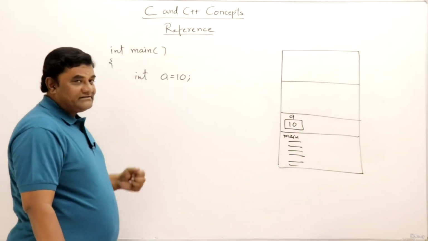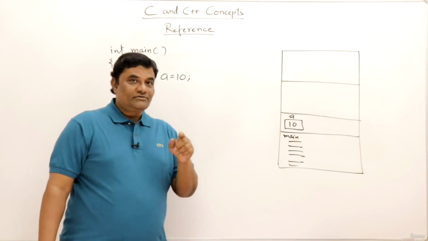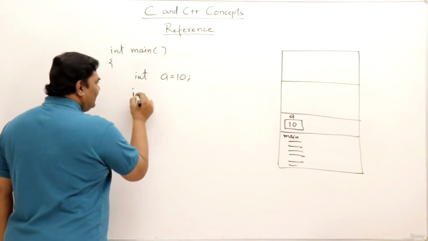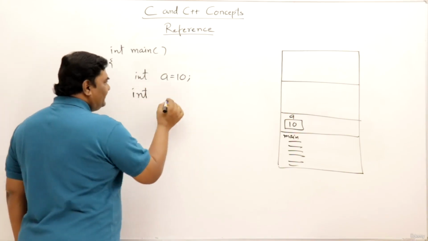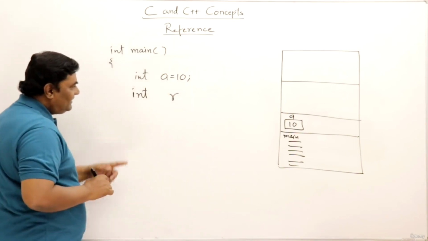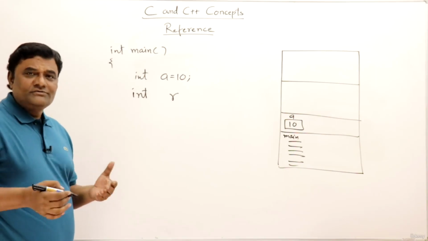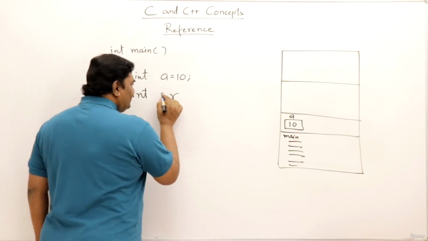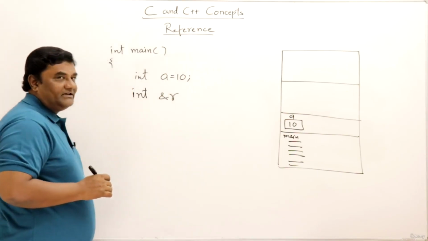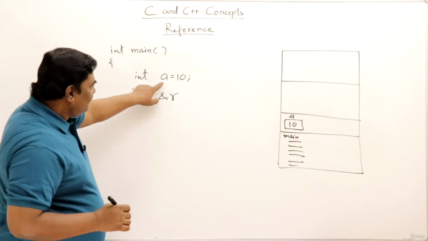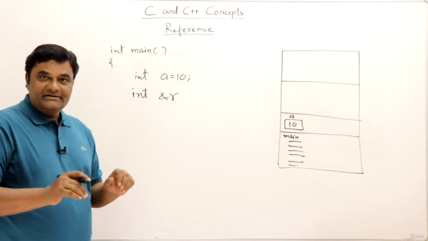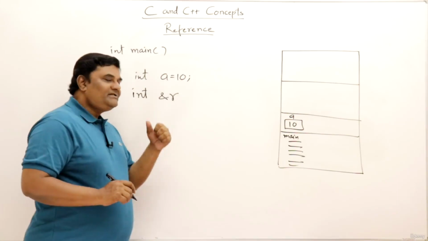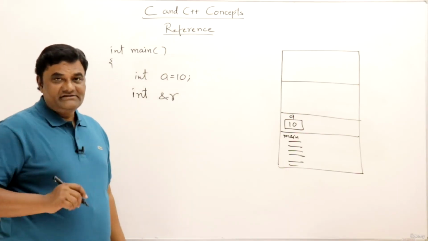Now inside this I want to have a reference to that variable A. So the method of declaring a reference is int, and I will use the variable name R. R is a reference. You can use any name. Now how to make it a reference? Write ampersand just before the variable name. See, nothing before the variable name, it's a data variable. Star before the variable name, it's a pointer. Ampersand before the variable name, it's a reference.